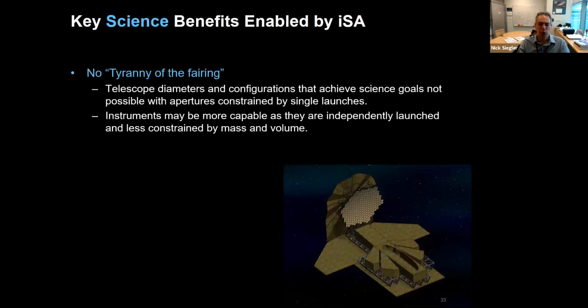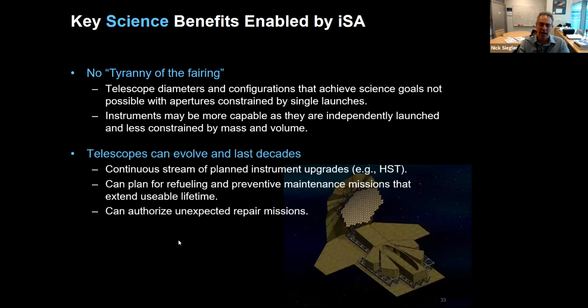Science benefits, right? So we heard our scientists loud and clear, no tyranny of the fairing, right? So the size of the fairing has been limiting the size of their telescope, and also limiting the size of their instruments. So by not having to be married to the fairing, it opens up all types of architectural and configuration possibilities for your telescopes and for your instruments. And now our telescopes can evolve to last decades. I predict that Webb will do fantastic things, but it's unlikely to last more than a decade. So being able to architect this in to enable these telescopes to last decades will be fantastic.